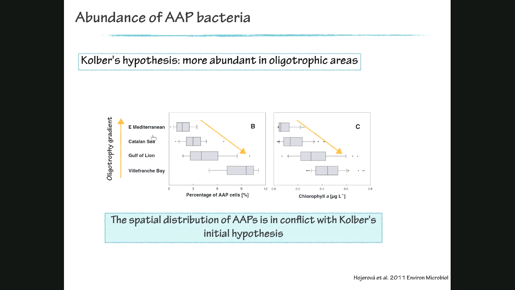The stations here are sorted by the oligotrophic gradient. So this would be the least oligotrophic, and Villefranche Bay would be the more... excuse me. The Eastern Mediterranean is very oligotrophic, and Villefranche Bay is not very oligotrophic. And so you see that the percentage of AAP cells increases as the chlorophyll increases. So at least in the Mediterranean, we saw that the spatial distribution of AAPs is in conflict with Colbert's initial hypothesis.